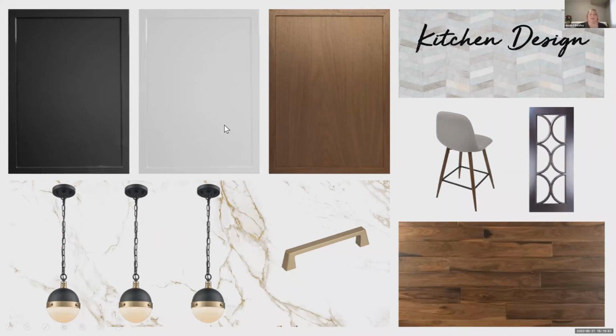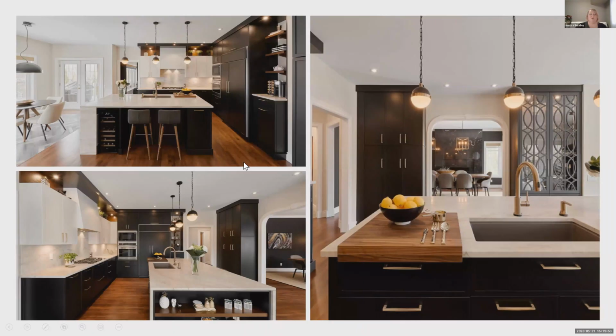So here we have that flooring shown. We have the cabinets in those 3 different finishes. We've got the light fixtures, we have the island stools, and the area rug in the eating area as well.